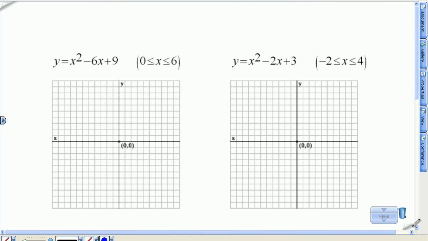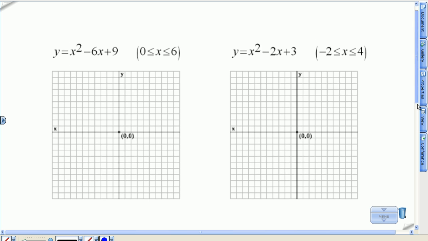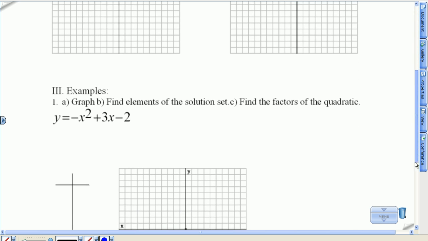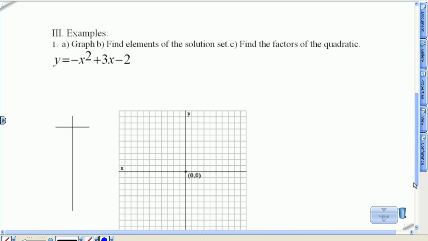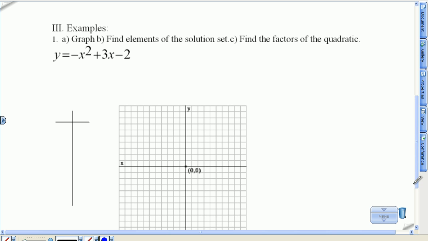So we have a couple of examples here. We're only going to do one of these examples. Maybe we'll pop down here and do Roman numeral 3 because it has a couple of different twists to it. Or at least it has the nice answers explained. Alright, 1a, we're going to graph it. So negative x squared plus 3x minus 2.